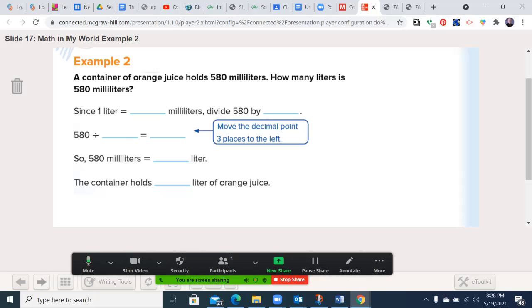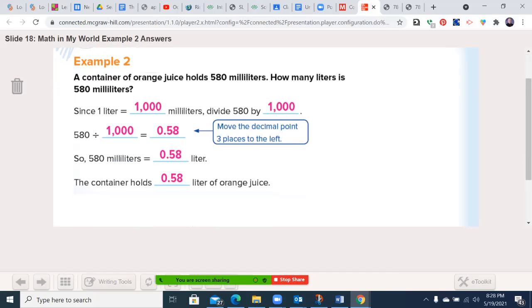So a liter is, I'm just going to bring it up for you, 1,000 milliliters. So I divide 580 by 1,000. 580 divided by 1,000 is 0.58. So I started here with my decimal point, right here, 1, 2, and 3. So that's before the 5. So 580 milliliters is 0.58. So the container holds 0.58 liters of orange juice.